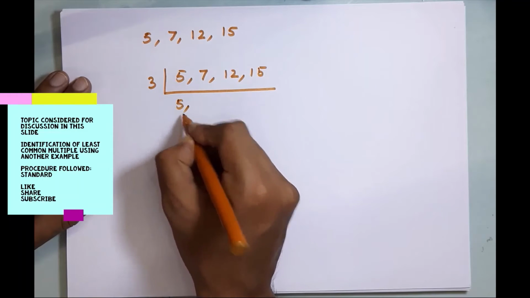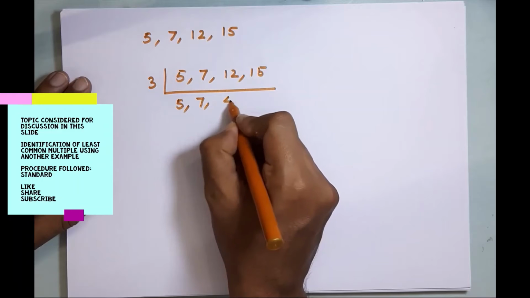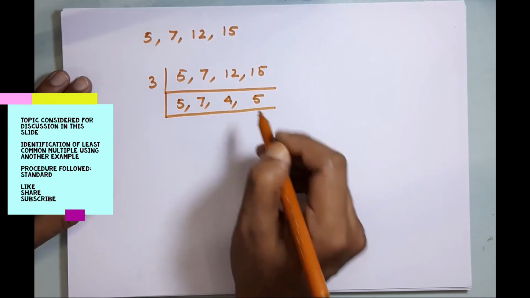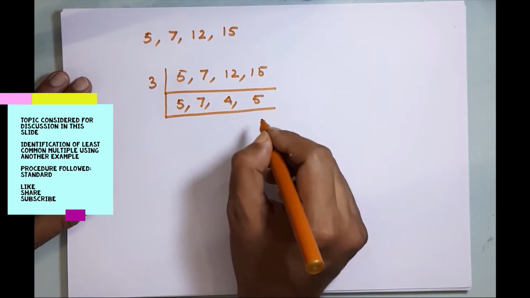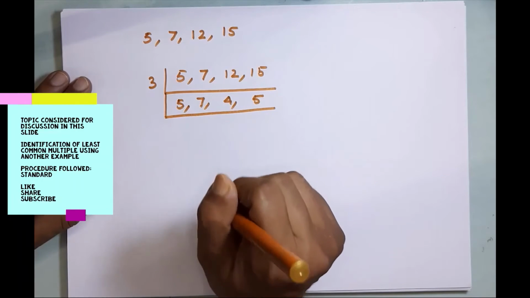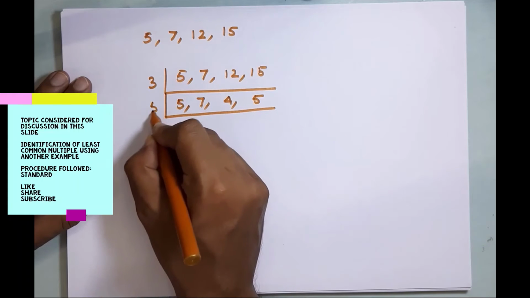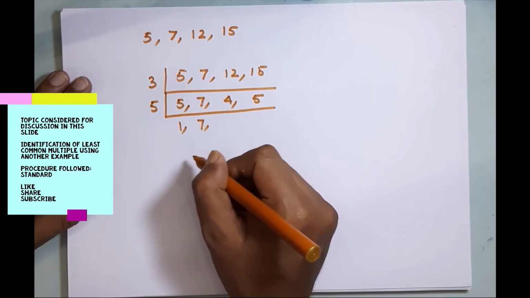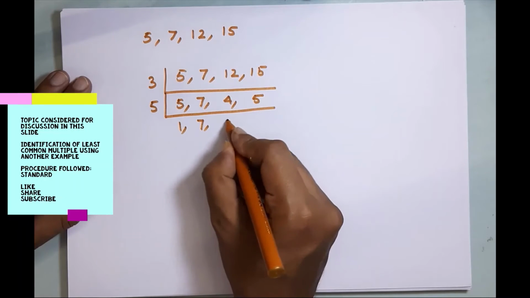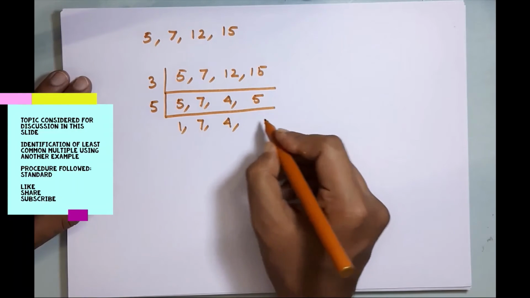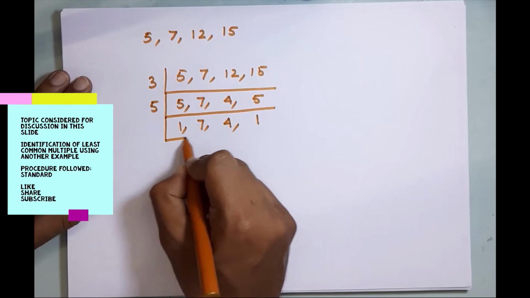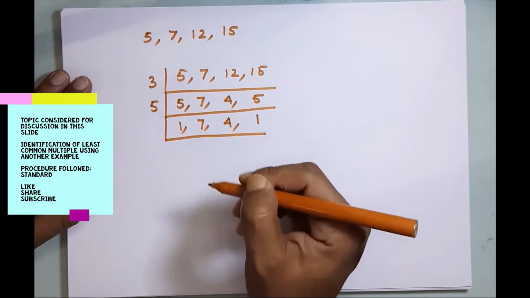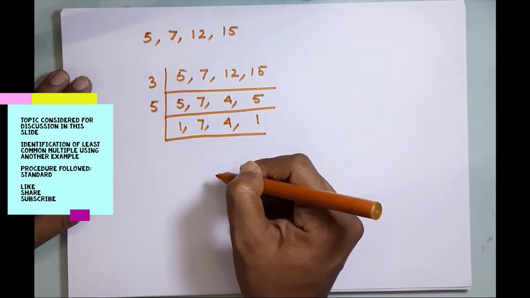So 5 will come down as it is, 7 and 4 and 5. So what is the lowest common factor by which all or most of the numbers are divisible? Here it is 5. So 5 becomes 1, 7 will come down as it is, as it is not divisible by 5. Same is the case with 4, and then 5 becomes 1. Now our ultimate target is to bring all these numbers to 1 by using the division method.